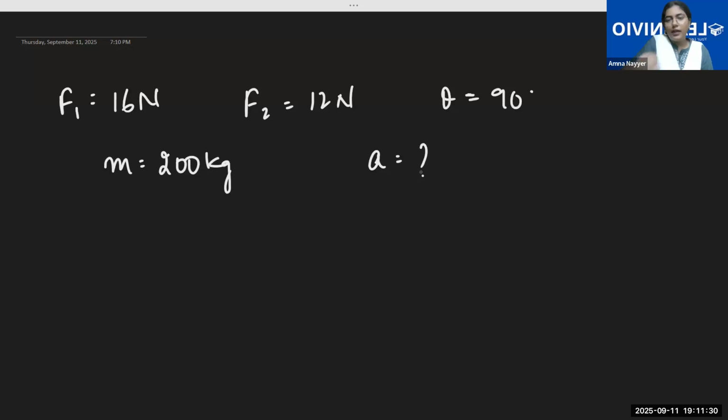We'll use F equals MA. Very easy question. Look, F net is equal to mass into acceleration. Acceleration will be the net force divided by mass.